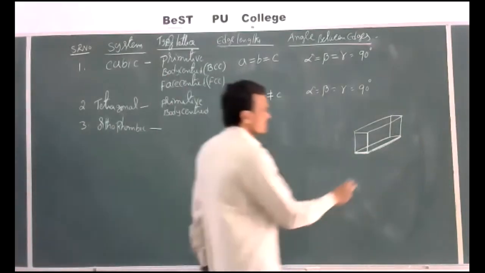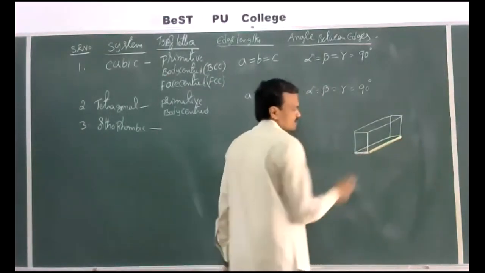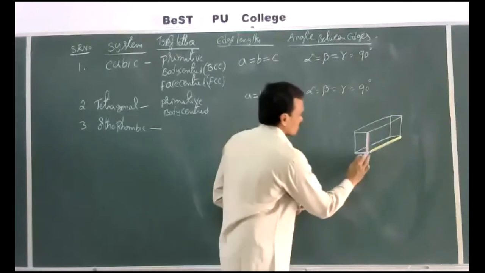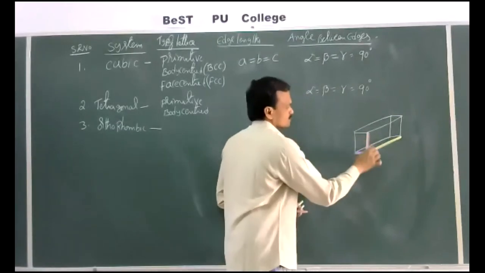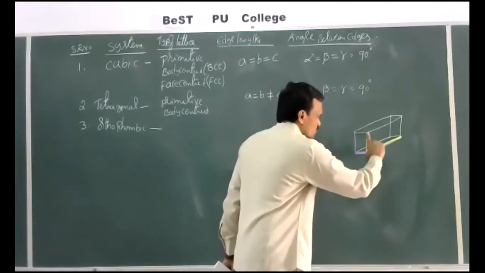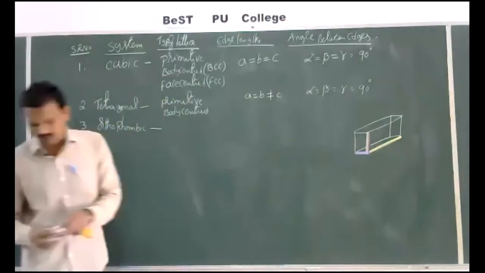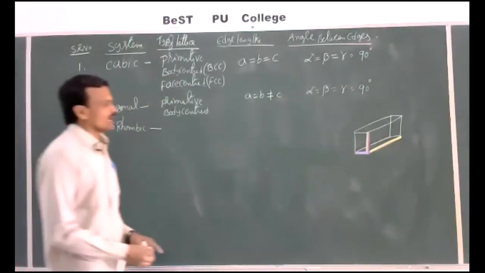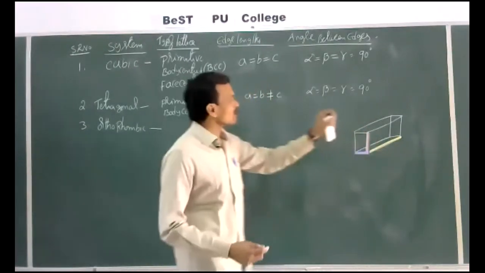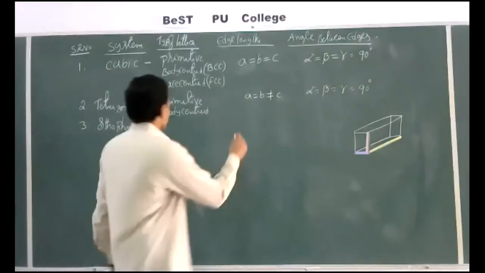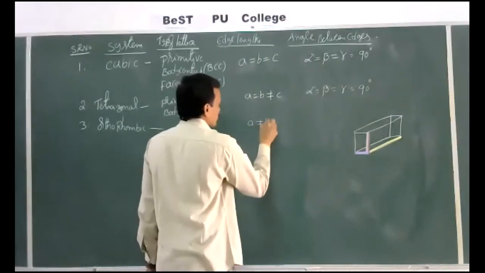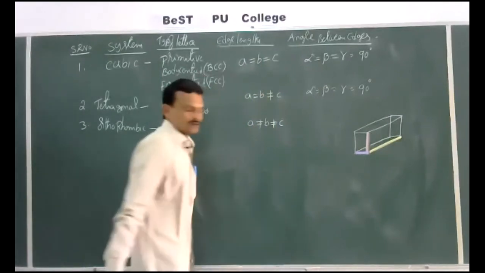Let's see now. This is one edge length, and this is one edge length, and this is one more edge length here. So if you observe, all three edge lengths are entirely different. That means here A is not equal to B and B is not equal to C. So in case of this orthorhombic system, A is not equal to B, whereas B is not equal to C.